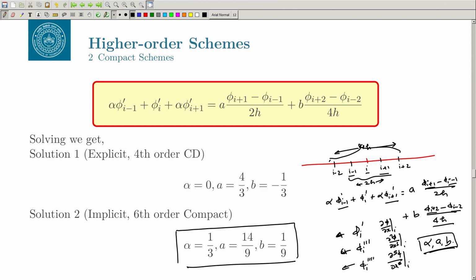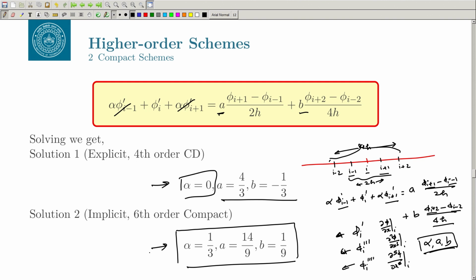The other thing that I want to tell you is that you can have a trivial case, which is the explicit system. So, set alpha equal to 0, right. If you set alpha equal to 0, these terms will vanish, and then you can use your regular general discretization approach. Right now you need only a and b, so you can compare the first derivative and the third derivative, and then you will get a equal to 4 by 3 and b equal to minus 1 by 3. So, this is your explicit 4th order scheme and this is your implicit 6th order compact scheme.